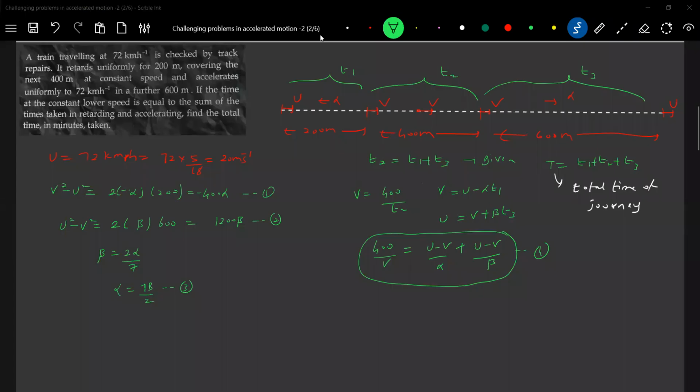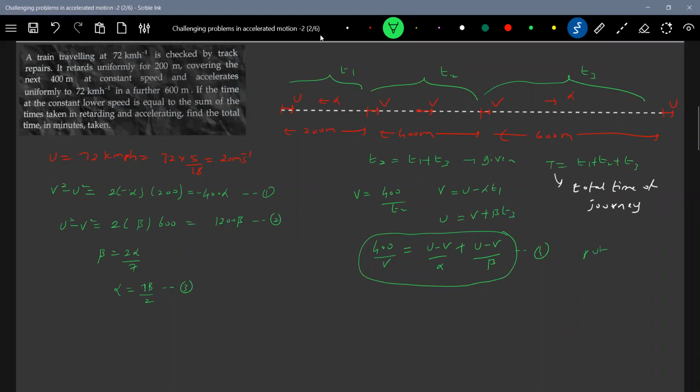Now let me substitute 3 in 4. Put 3 in 4. This will become 400 by V is equal to U minus alpha, where alpha will be 7 beta by 2, plus U minus beta. So U minus V you can take common. U is 20 we have here. So substituting this and solving, this will become 2 by 7 beta plus 1 by beta.